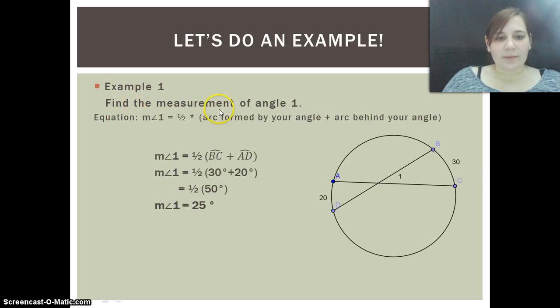In our example, we want to find the measurement of angle 1. Our equation is 1/2 the arc formed by your angle and the arc behind your angle. So we have 1/2 BC plus AD. Plug in our values and add the 2 degrees together, and we get that the measurement is equal to 25 degrees.